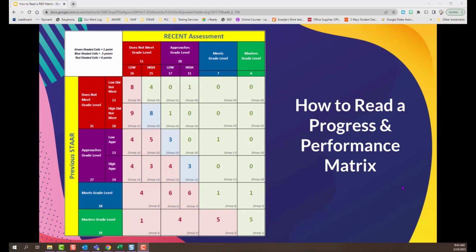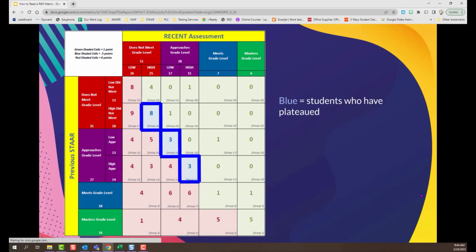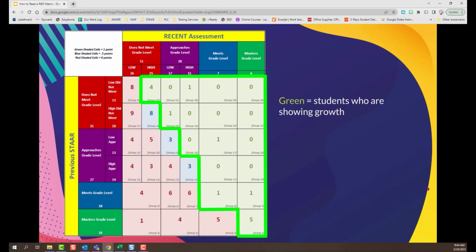Okay, so let's talk about the colors for this matrix and what those mean. The red boxes are going to show you who is not showing growth. My students who may be regressing, students that I may need to be pulling for interventions. We have blue boxes. Those are students that are plateauing. They're treading water, so they just need a little extra push. And then we have the green boxes. Those are our students we want to celebrate. They're showing growth, and it's fantastic.